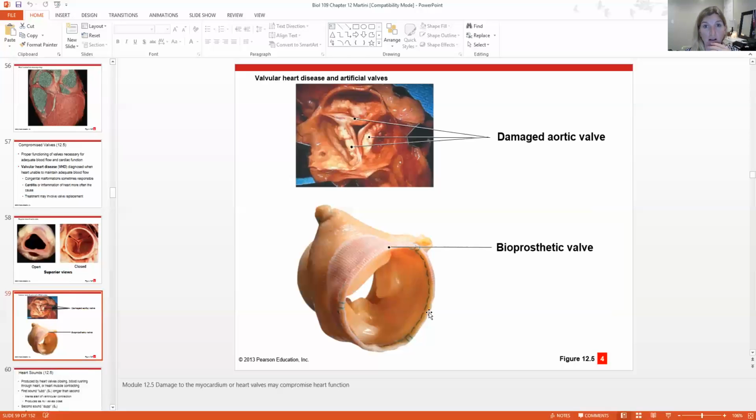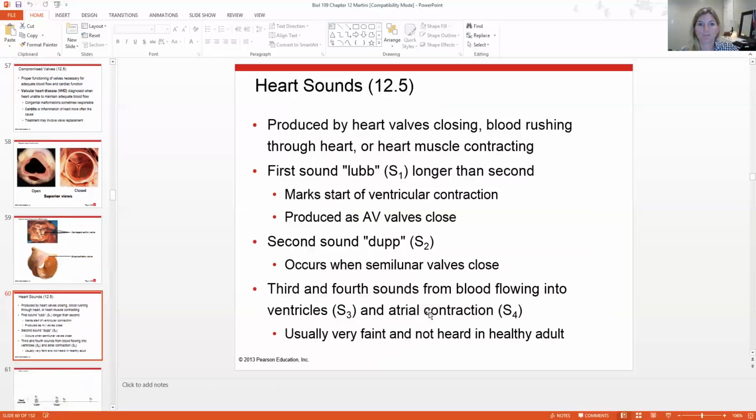I know they can grow them from stem cells, but I'm not sure if they have actually put the ones grown from stem cells in a human at this point. Either way, heart sounds are produced. This is what you listen to through a stethoscope. There's a lub, which is the first sound, and a dub, which is the second sound. The first sound is the closing of the AV valves. The second sound is the dub, and that is the closing of the semilunar valves.